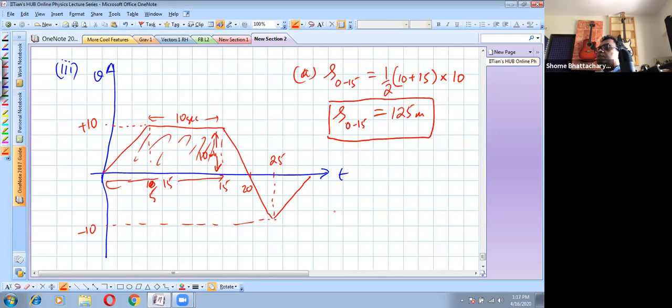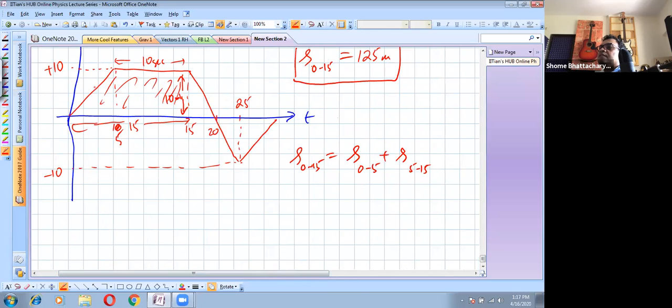Now, another way of doing the same thing is the displacement from 0 to 15 is equal to the displacement from 0 to 5 plus the displacement from 5 to 15. Now the displacement from 0 to 5, you can see here the acceleration was a1 and the initial velocity was 0. So you can use the formula, it is half a1 into t1 square. And during the second part, what is happening? The velocity is constant. So it is a constant velocity into some time interval t2. So this is half of 2 into 5 square. And this is the constant velocity of 10 meters per second acting for 10 seconds.